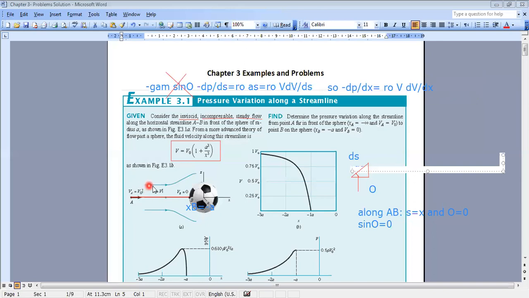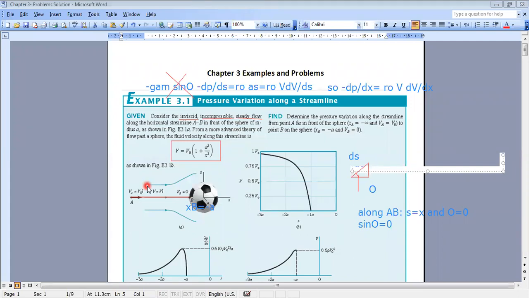If you move along the following streamline here, it's ds, because for this streamline the s variable is different from x and z. It's a new variable. But for this one, s is represented by x everywhere because you are moving horizontally. If you move along z, then s will be z. But if you move along a curve, you need to define a new coordinate, which is s.